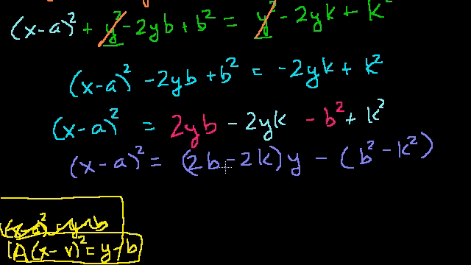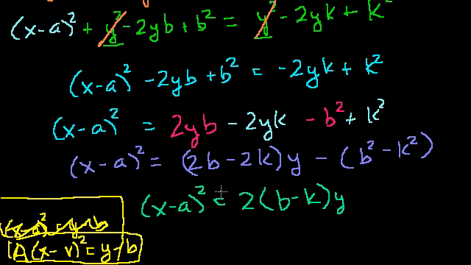Yeah, I can factor out a 2. So then the whole thing becomes (x minus a) squared is equal to 2 times (b minus k) times (y minus, and now this is the difference of squares, this is (b plus k) times (b minus k)). You might want to review factoring polynomials if that doesn't look familiar. But this is (b plus k) times (b minus k).